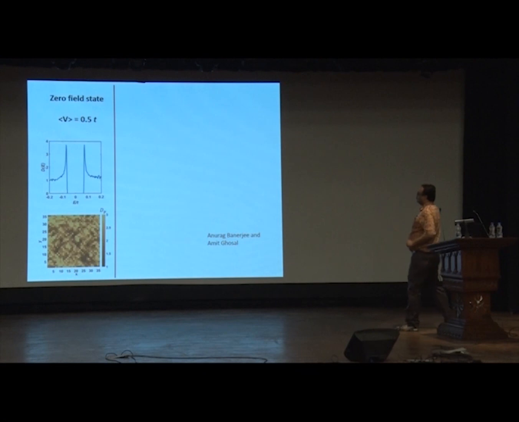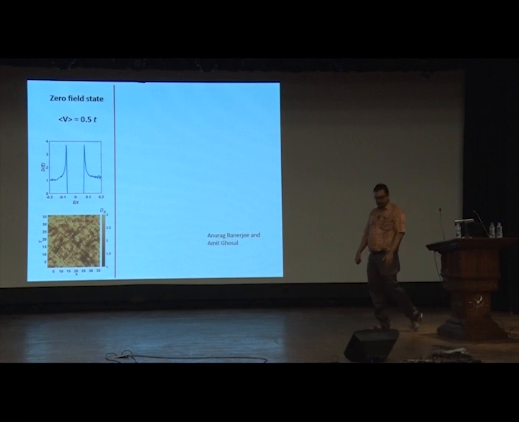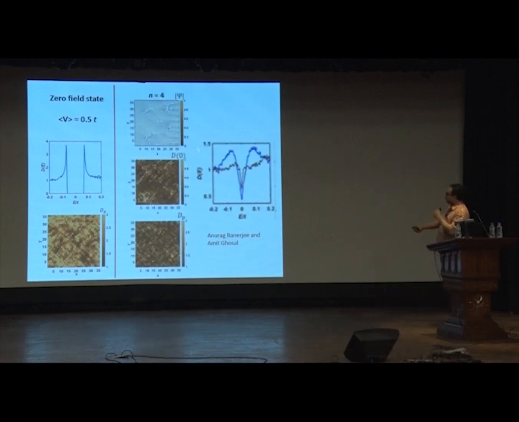But if I now go to a disordered system, so I am going to a level of disorder within the model which is very similar to experiment, I have a coherence peak here. If I make a map of this coherence peak, I have a mildly disordered landscape, just like what I have in zero field. And now, if I apply field, what I see is that this landscape becomes progressively more disordered, but the most important part is this.